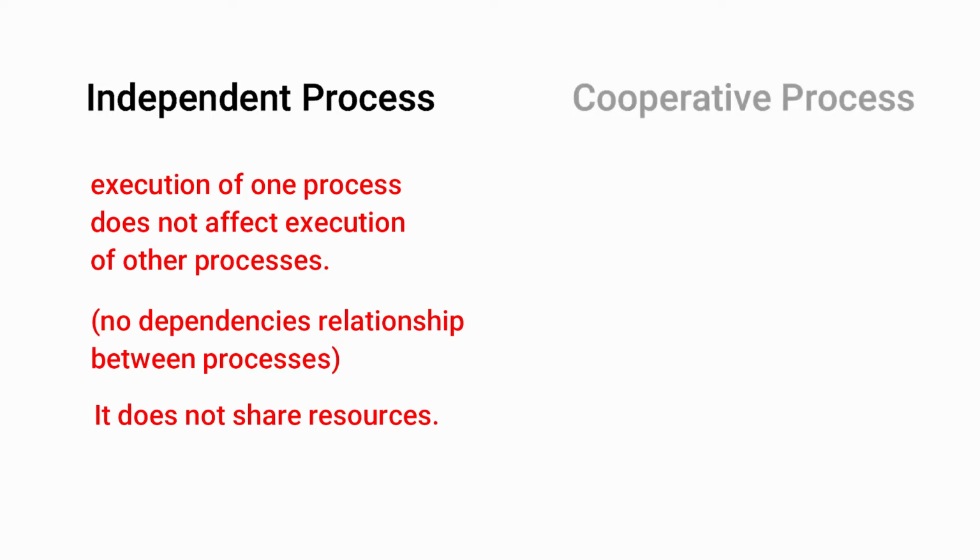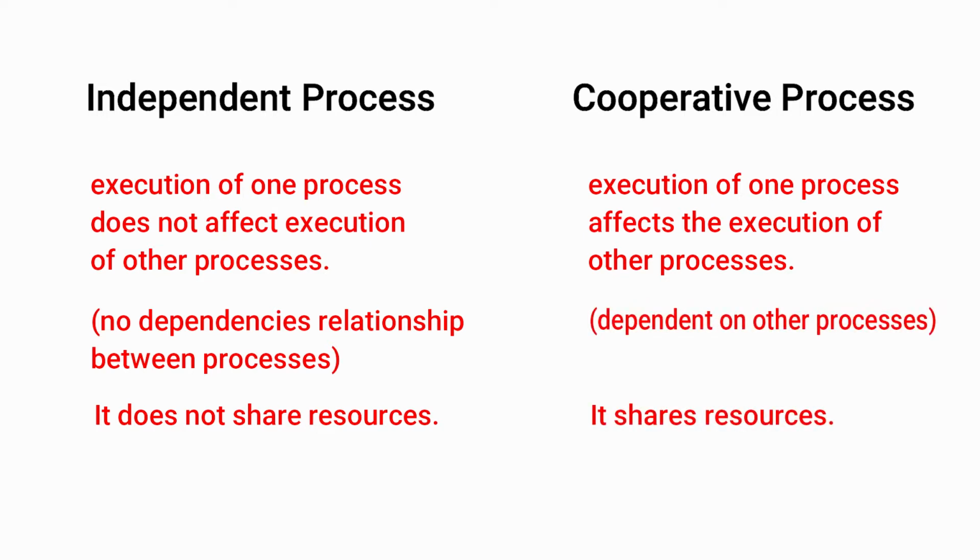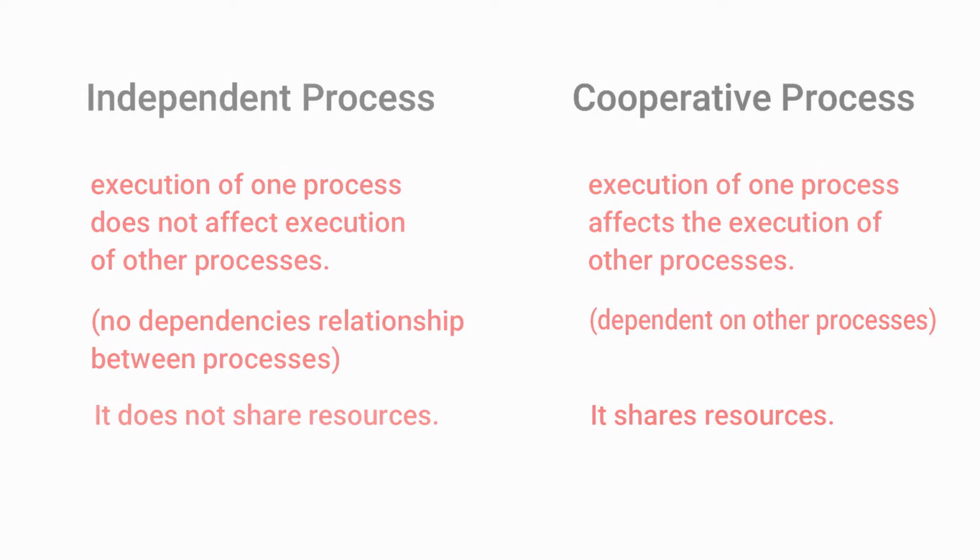The second one is cooperative process. Cooperative process is when the execution of one process affects the execution of other processes, which means it is dependent on other processes and it shares resources.